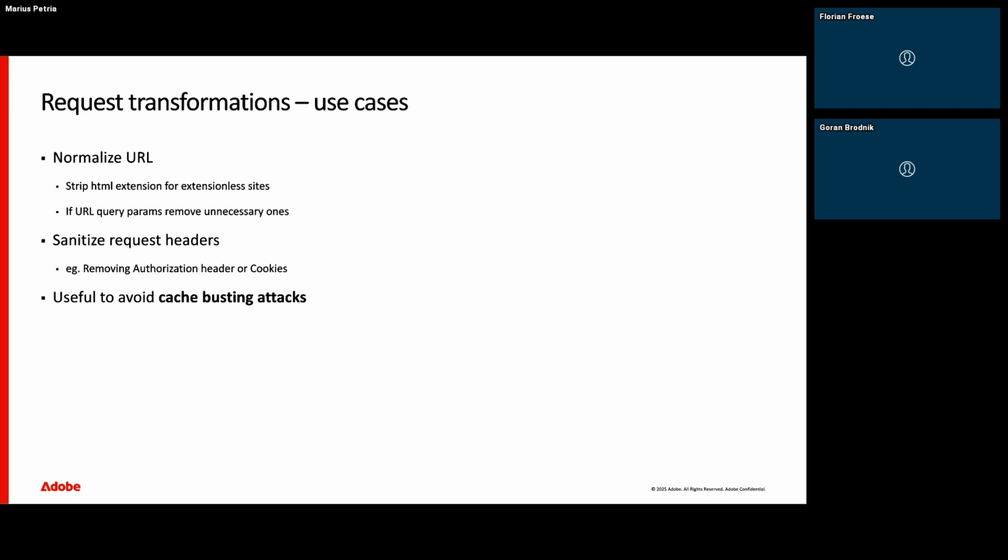So typically it's very good to also remove query parameters that are not needed, again, to maximize the cache hits. You can also sanitize request headers, like removing the authorization header if your site does not need authorization, just to prevent any hacks or unexpected behavior. So in general, use the request transformations to minimize your URL space, avoid cache busting attacks, and maximize the cache hit ratio.